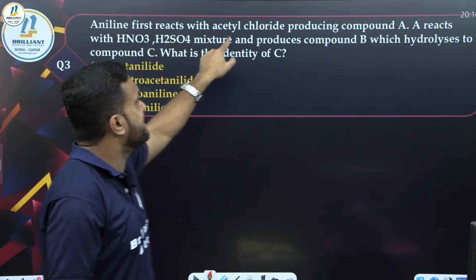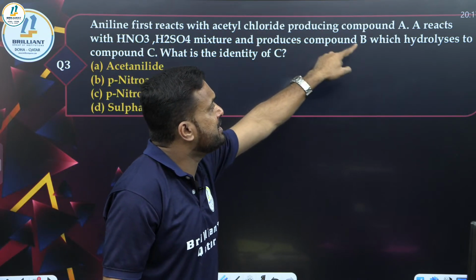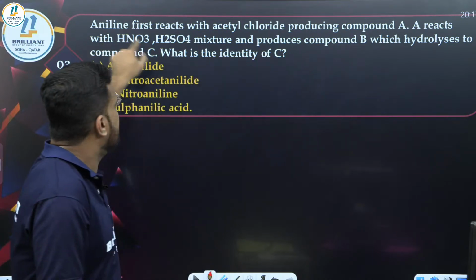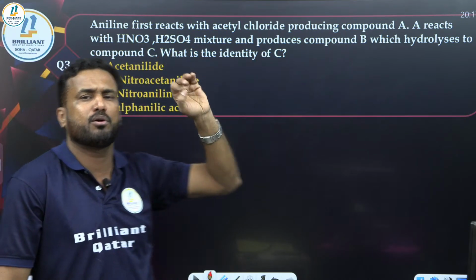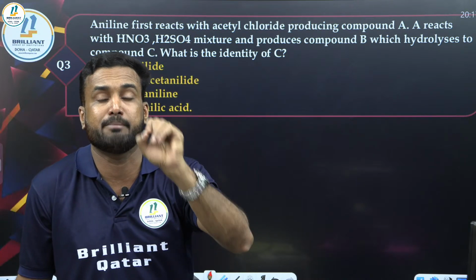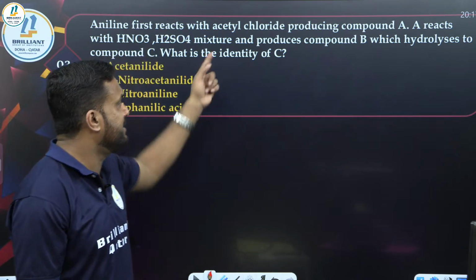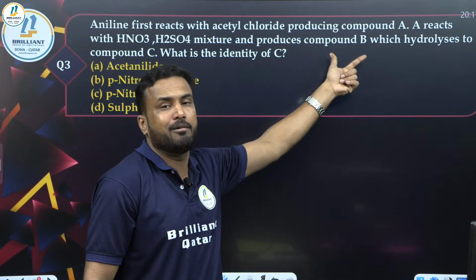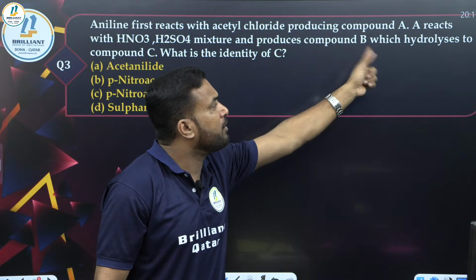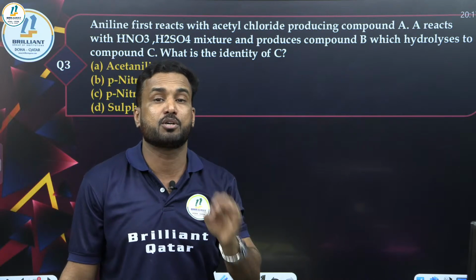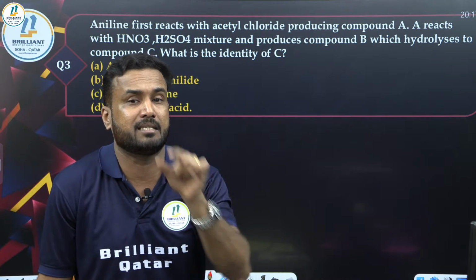Aniline first reacts with acetyl chloride, producing a compound A. Clear? That compound reacts with concentrated HNO3 and H2SO4, a mixture that is nothing but a nitrating mixture. Nitration is carried out and you will get a compound B. That compound on hydrolysis will give C. It is called indirect nitration of aniline.